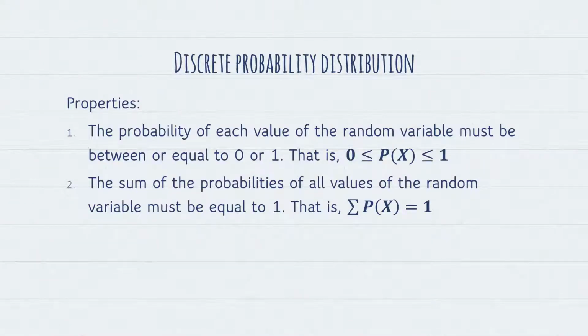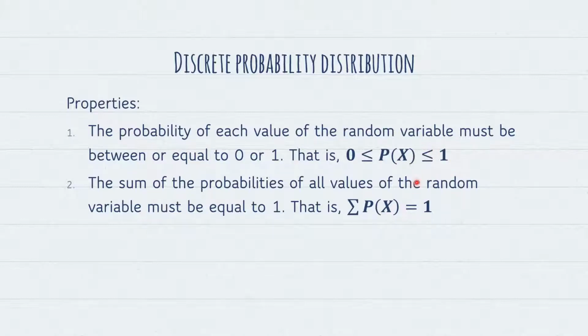Okay, we have here the properties of a discrete probability distribution. First, the probability of each value of the random variable must be between or equal to 0 and 1. That is, p of x is greater than or equal to 0 and less than or equal to 1.